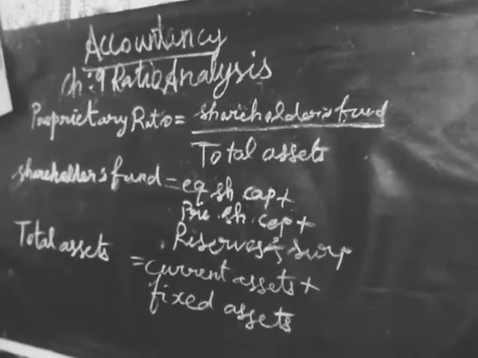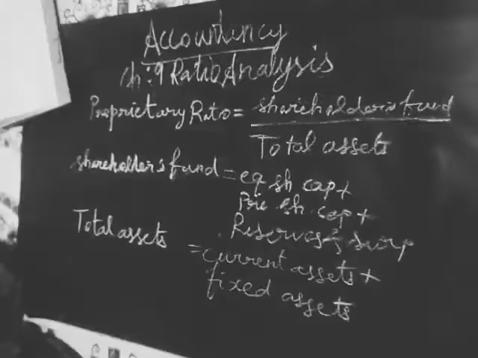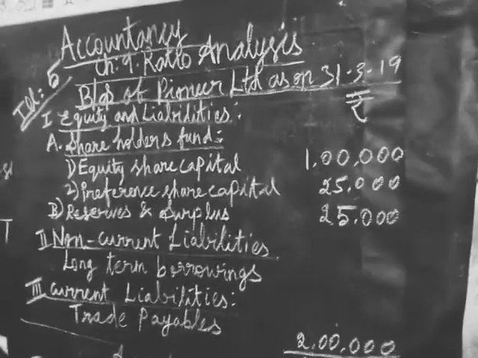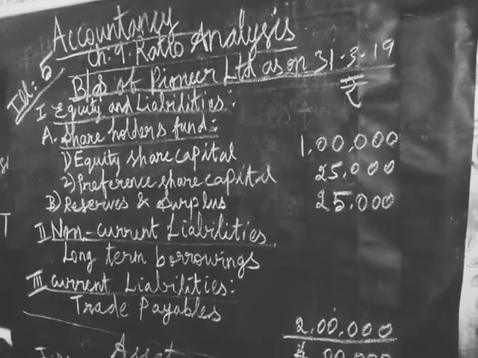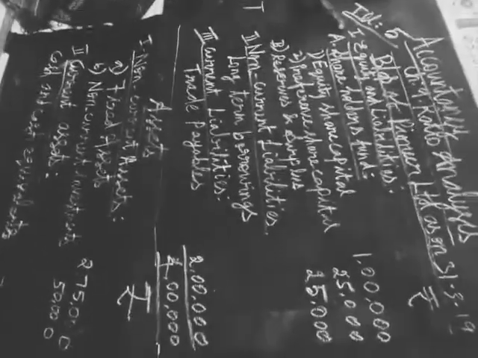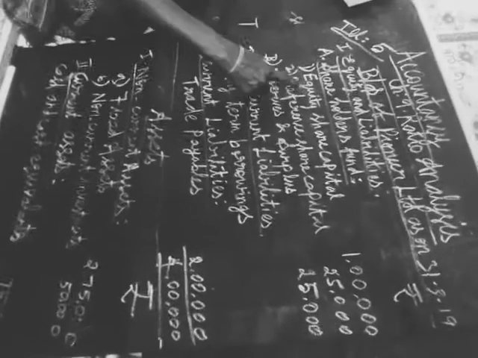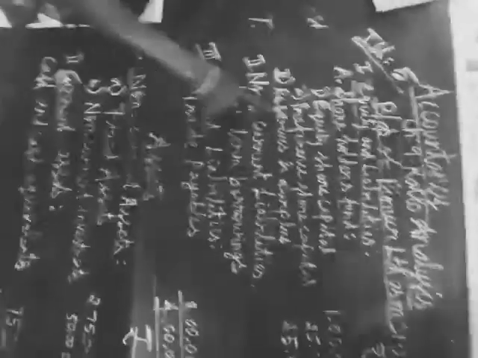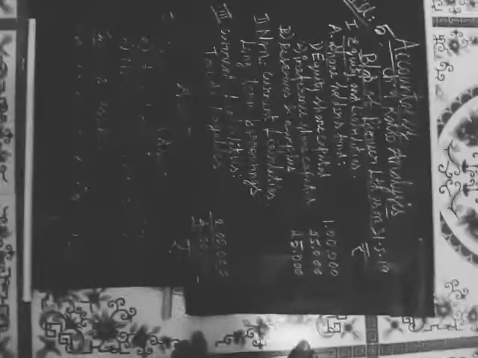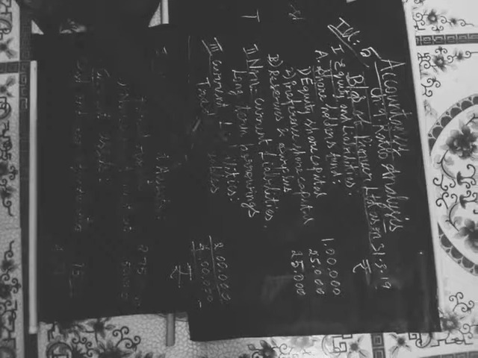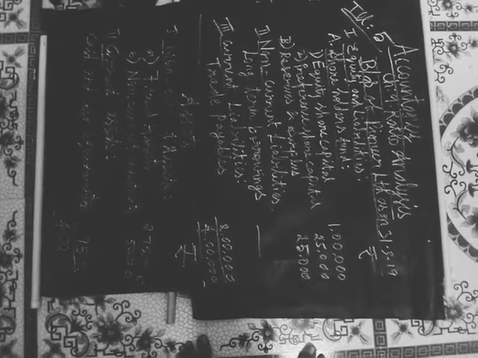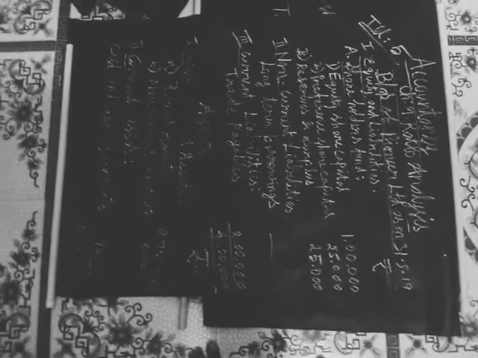And let us see Illustration 5. Balance sheet of Pioneer Limited as on 31/3/19 is given in your book. On the liabilities side, equity and liabilities: under shareholders fund, equity share capital 1 lakh, preference share capital 25,000, reserves and surplus 25,000; non-current liabilities, long-term borrowings nil; and current liabilities, trade payables 2 lakhs.